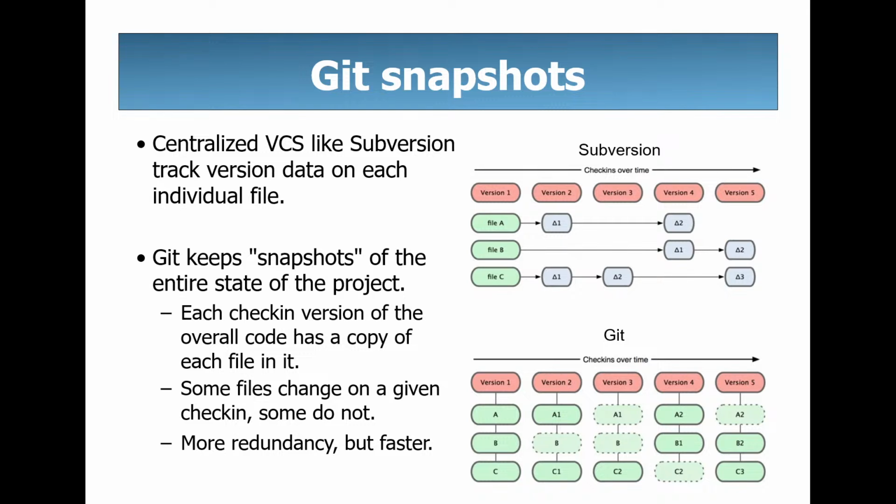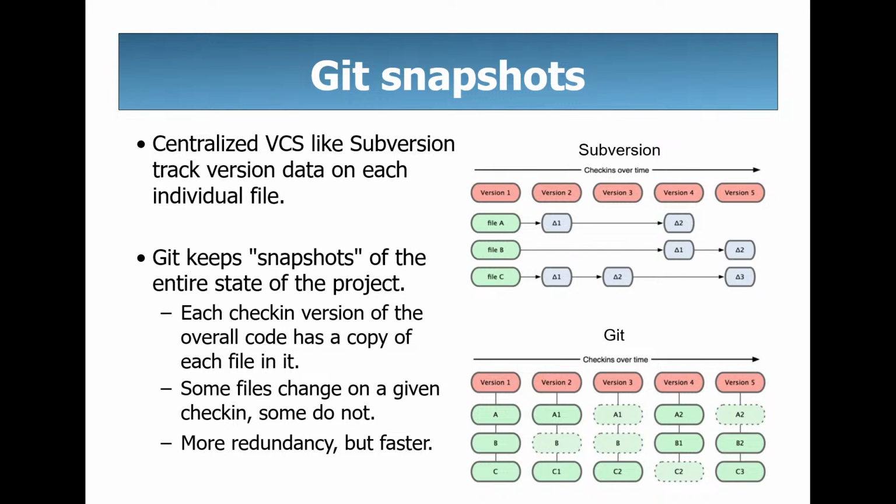Git snapshots. Git snapshots are a fundamental concept that underpins its version control capabilities. Understanding snapshots is crucial for grasping how Git tracks changes and maintains a history of your project. What are snapshots in Git?